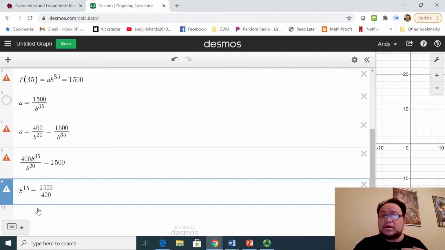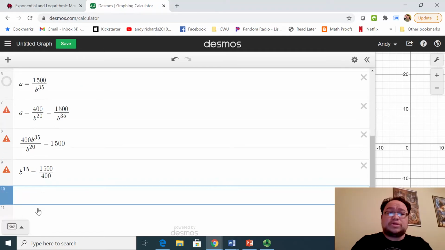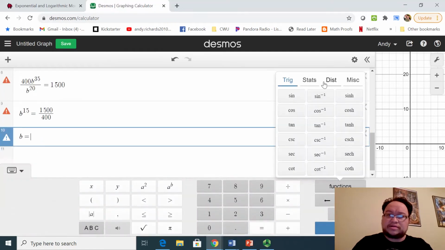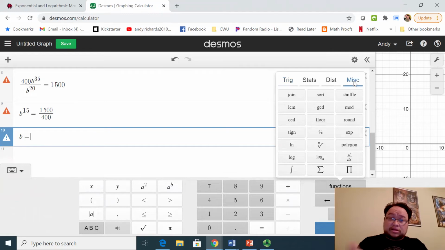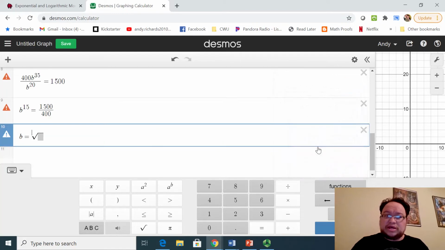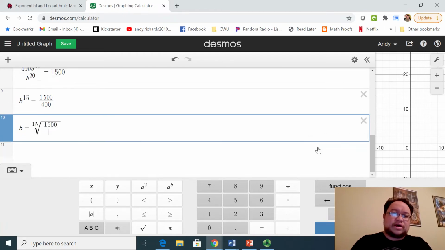How do we isolate this? Well, if it was b squared, we take the square root. B cubed, we take the cube root. Same story. If we want to solve this, then what we need to do is take the 15th root of both sides. You can find it, at least in Desmos, if you bring up your operations and click on functions. If you are doing it on your phone, you just click on that functions button and you'll see this same string of tabs that I have up in front of Desmos. We want to click over to miscellaneous, and choose this nth root option, where what we want is the 15th root of 1,500 over 400.